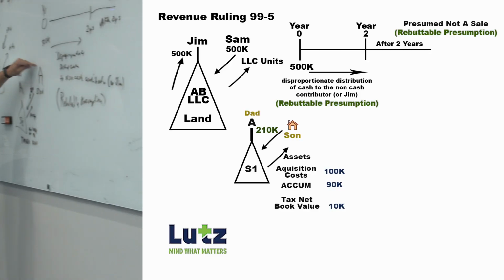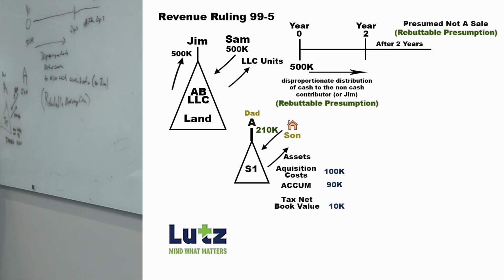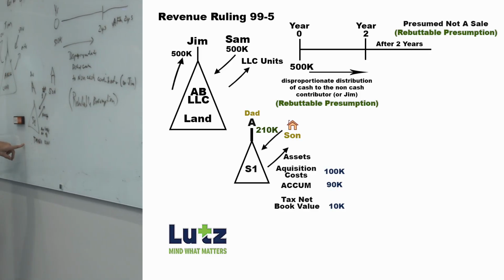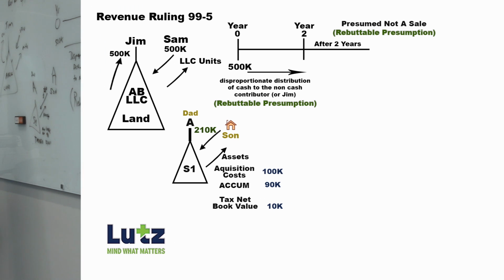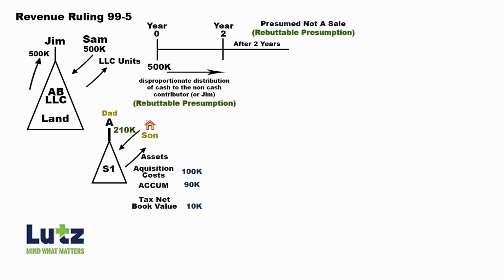But 1239 and 707 say, in the hands of the son who's related to the entity, because dad owns the entity, that $200,000 gain is all ordinary. 1231's turned off. Unrecaptured's turned off. 100% of it's ordinary.